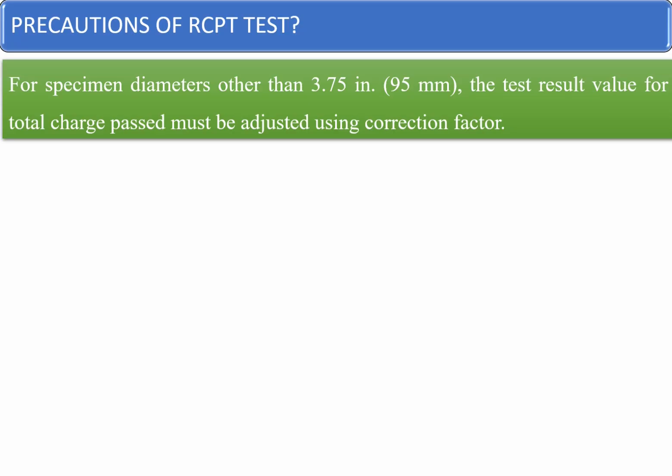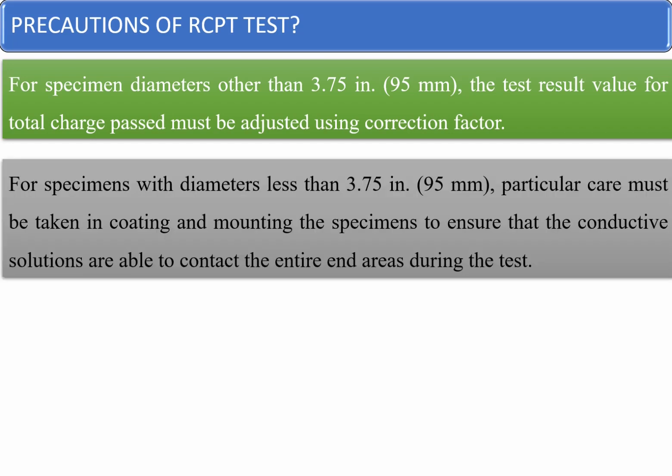The specimen diameters other than 3.75 inches or 95 millimeters, the test results values for total charge passed must be adjusted using a correction factor. For specimens with a diameter less than 95 millimeters or 3.75 inches, particular care must be taken in coating and mounting the specimen to ensure that the conductive solutions are able to contact the entire end areas during the test.